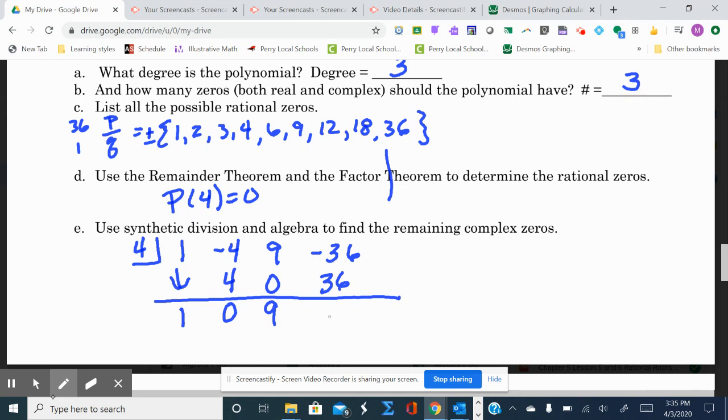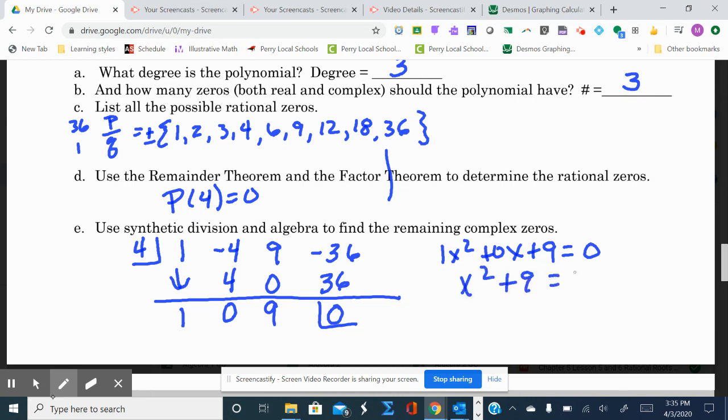And remember, the last value in our synthetic division is always our remainder. The remainder is 0, which we want. This gives us our quadratic, 1 power less than our original polynomial. So we now have the equation 1x squared plus 0x plus 9. And we can get our remaining 2 zeros by solving this quadratic.